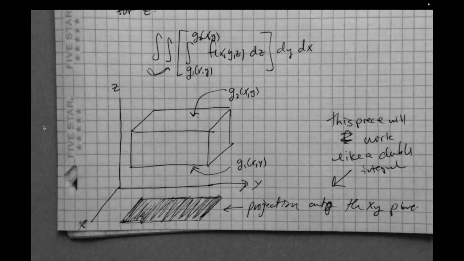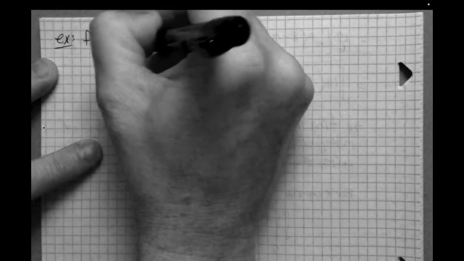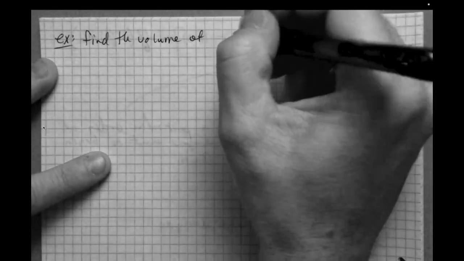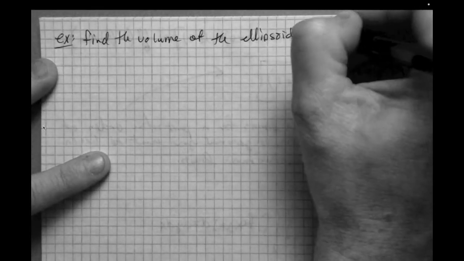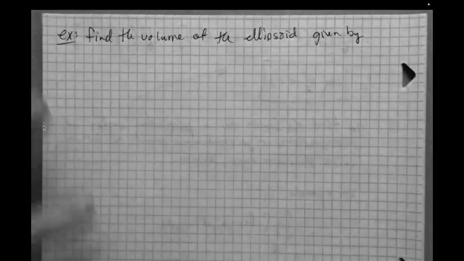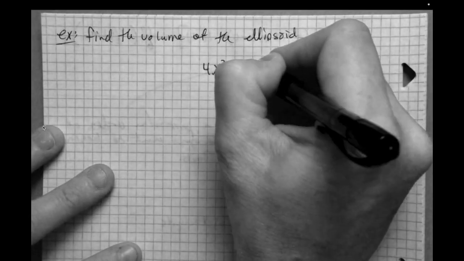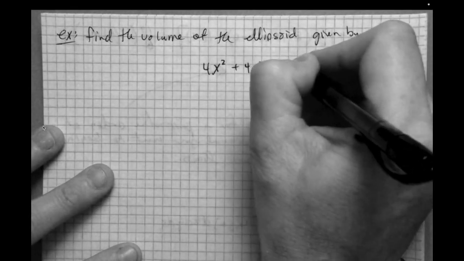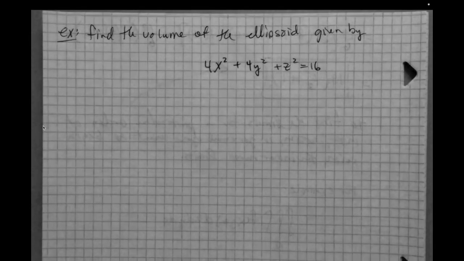Okay. All right, let's do an example. Let's do a concrete example, and this is a relatively straightforward example. Let's find the volume of the ellipsoid given by this equation: 4x squared plus 4y squared plus z squared equals 16. Okay, so I've got this equation here, and this describes an ellipsoid.